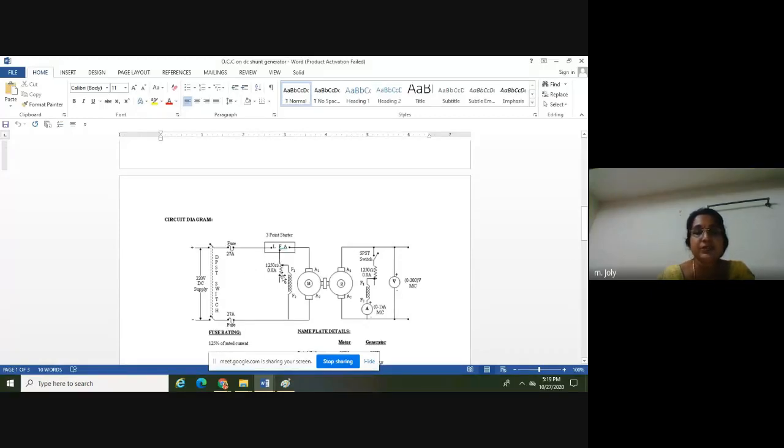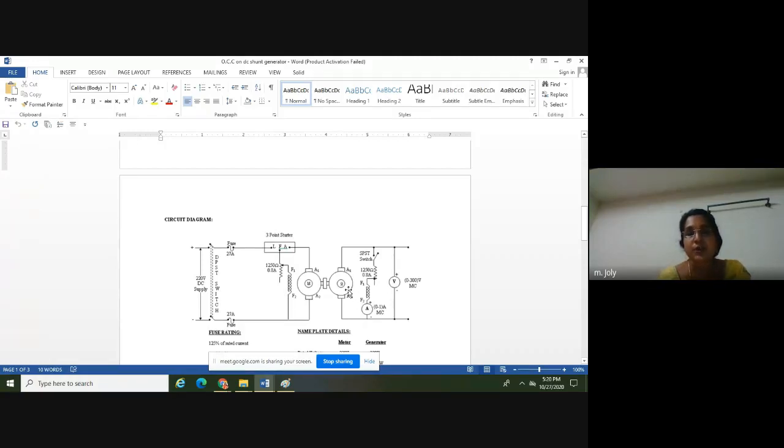Then here is the field rheostat. It is kept at the minimum resistance position; the arrow mark here means it is the minimum resistance position. This is the field winding. A1 and A2 are the armature terminals, and F1, F2 are the field terminals. So these are the connections for the motor.